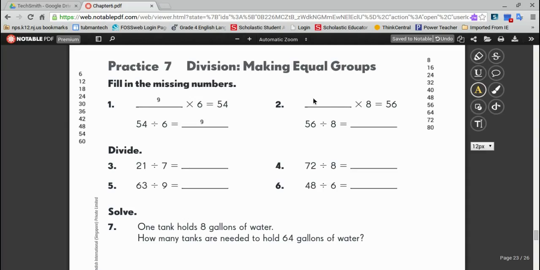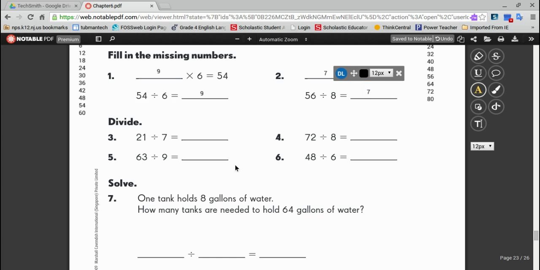So here we go. Blank groups of 8 equals 56. My 56 is right over here. Let's find out how many groups that is. 1, 2, 3 groups, 4 groups, 5 groups, 6 groups, 7 groups. So 7 groups of 8 is 7 times 8 equals 56. So 56 divided by 8 equals 7.